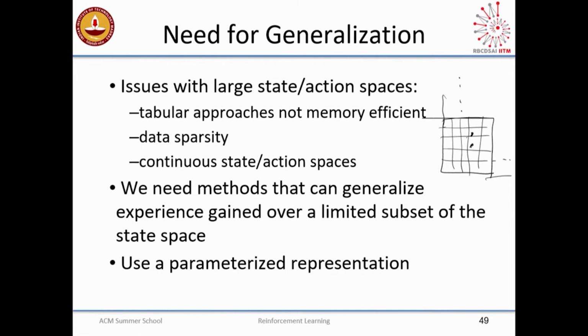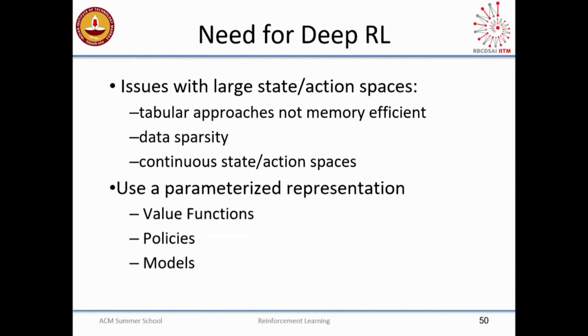So what do we use? We use a parameterized representation. You have input coming into the network, you have all these neural network weights, and then it spits out a value. Or you have inputs coming into a linear regression system, you have weights and coefficients, and out it will spit a value. You can use parameterized representations for value functions, for policies, for models, whatever you want. Today we will only talk about parameterized representations for value functions because we only looked at value functions so far.